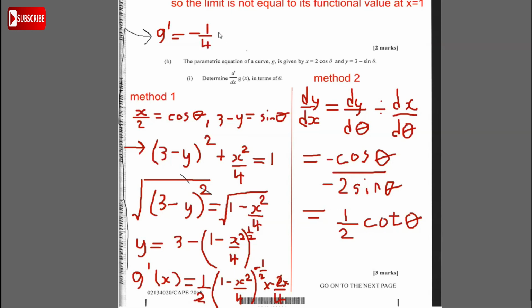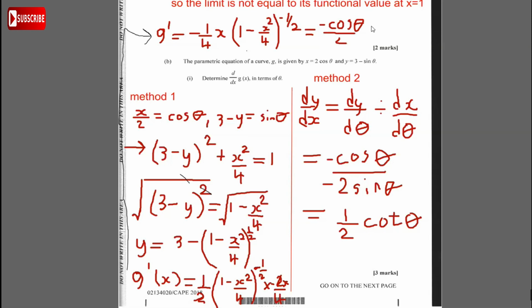x times 1 minus x squared over 4, and all of this is being raised to the minus half. This is what you're getting for g prime. But remember, x is what? 2 cos theta. So x is 2 cos theta. So 2 cos theta over 4 is going to be minus cos theta over 2. We get minus cos theta over 2.